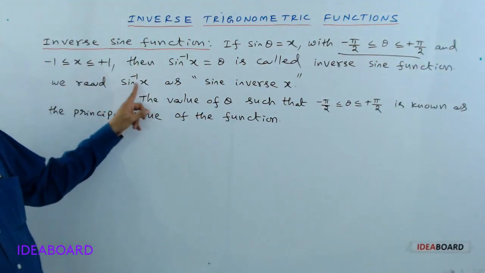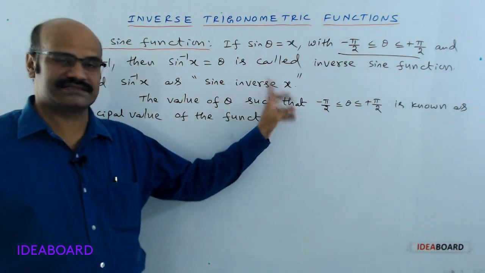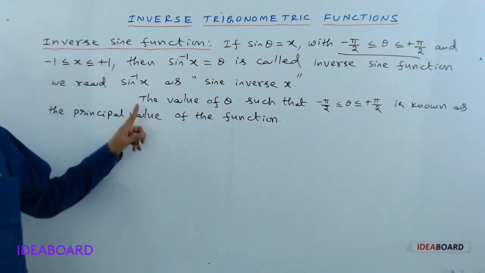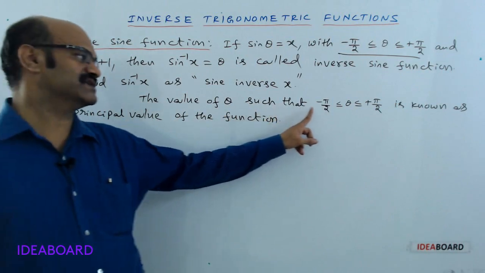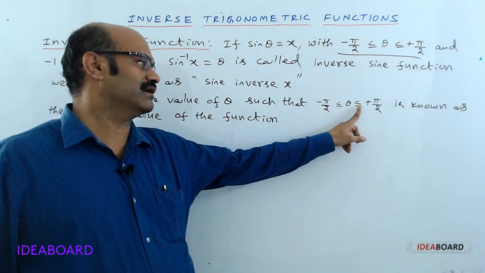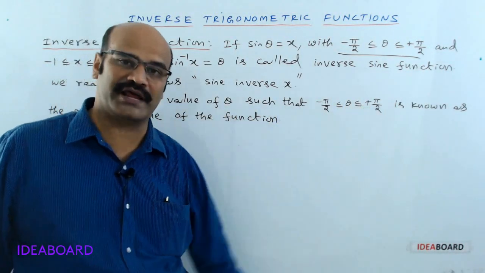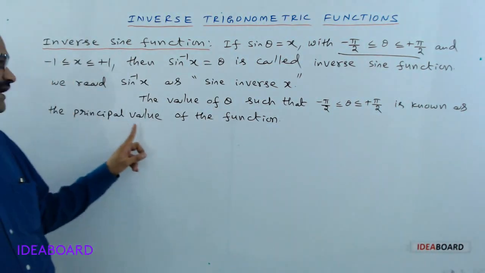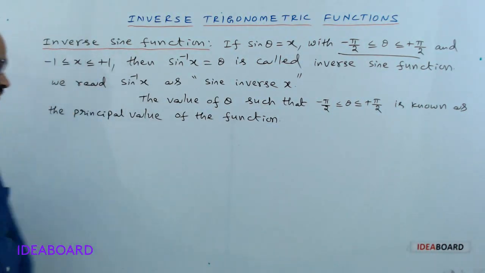We read sin inverse x as sin inverse x. Here the value of theta such that minus pi by 2 less than or equal to theta less than or equal to plus pi by 2 is known as principal value of the function.